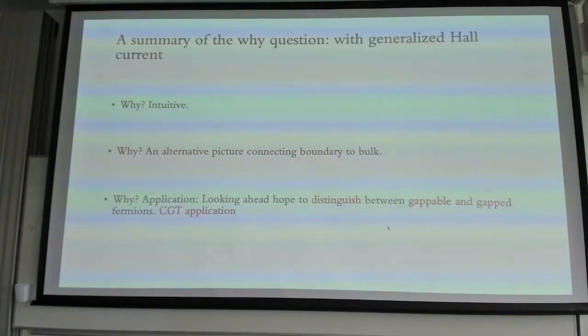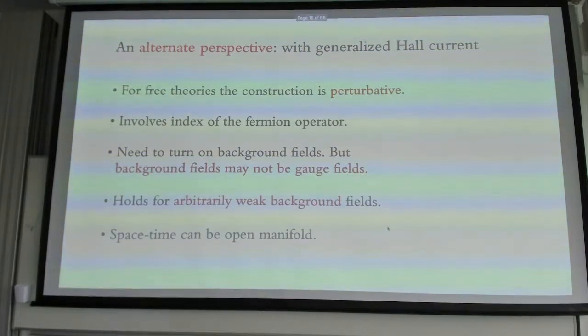So here's a summary of why I'm doing what I'm going to do. First of all, we think it's intuitive to create a Hall current-like picture. So we like it, that's why we're doing it. It's an alternative picture connecting boundary to bulk. And finally, the application that we have in mind, looking ahead, is hoping to distinguish between gappable and gapped fermions for chiral gauge theory applications.